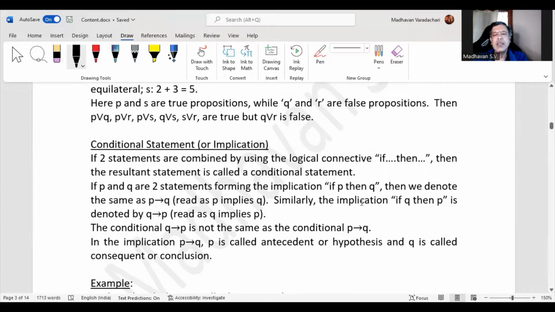Similarly, the implication if Q then P is denoted by Q arrow P, read as Q implies P. The conditional Q implies P is not the same as the conditional P implies Q. In the implication P implies Q, the first one, that is P, is called antecedent, and the second one is called consequent. Antecedent can also be called hypothesis, and consequent is also called conclusion.